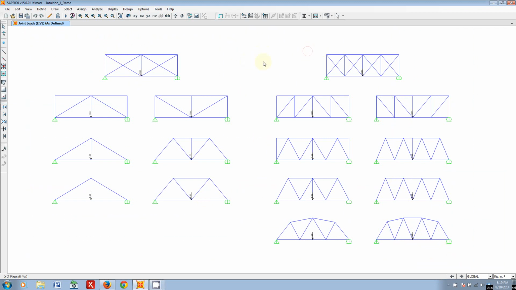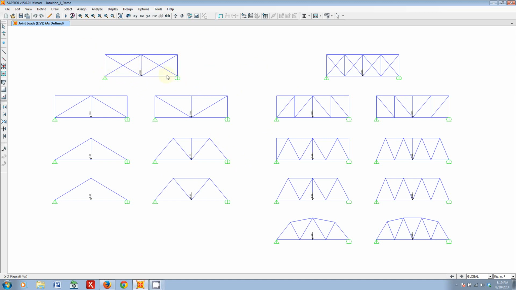And today we're going to be covering the load path method, which is essentially just looking at the point of application of a load and then following the routes that that load can take through the structure in order to get to the supports. Because the load will always try to find its way to the supports, and it'll go through whatever path it needs to get there.